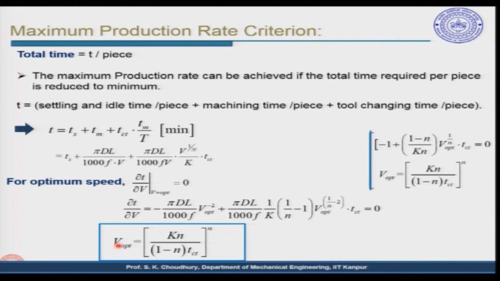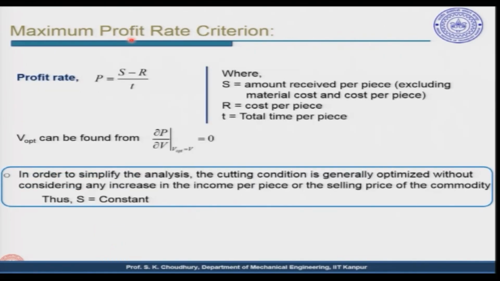Now, similarly, for the maximum profit rate criteria, we can write the profit rate as S minus R divided by T. Now, S is the amount received per piece excluding material cost, meaning that we have fabricated a part or a unit, and the money for which we are selling that is, in one word, the selling price, minus R, the cost per piece, how much we have incurred to produce that part, divided by the total time per piece which has been taken.